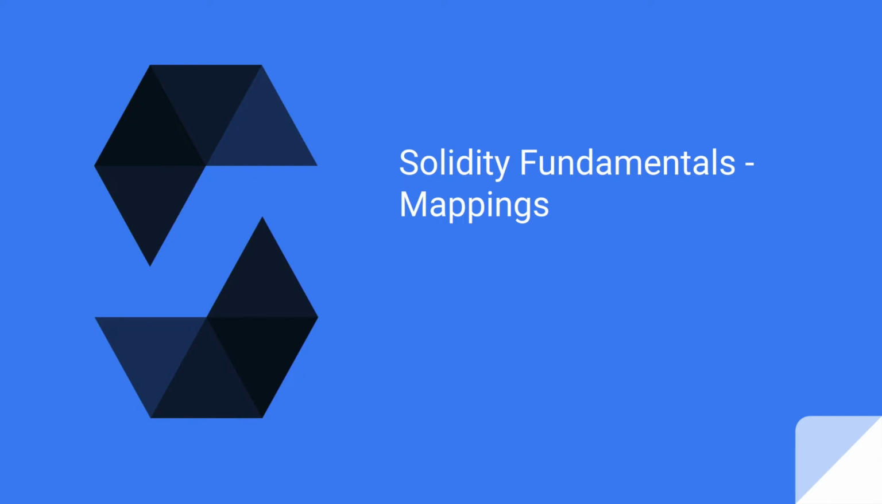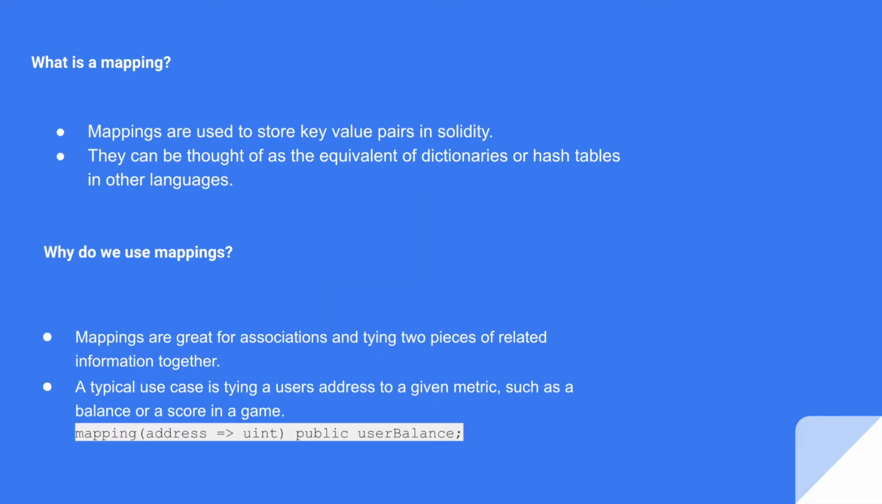Today we're going to cover a super interesting topic called mappings. So we're going to begin as always by looking at what exactly a mapping is. Now, mapping is a very fundamental concept in Solidity development, and it's important to understand as we'll be using them quite a lot going forward. Mappings can be thought of as a great way to store key value pairs in Solidity. They're the equivalent of dictionaries or hash tables in other languages, and they're quite common in Solidity.